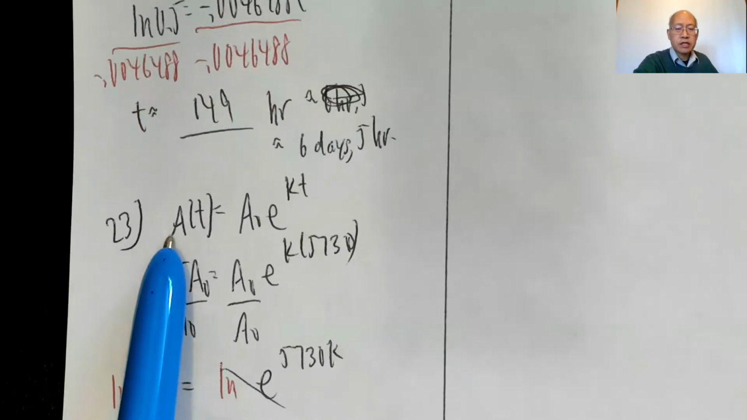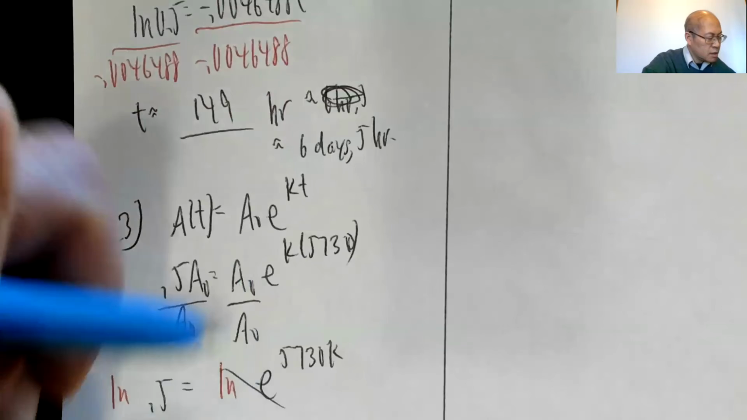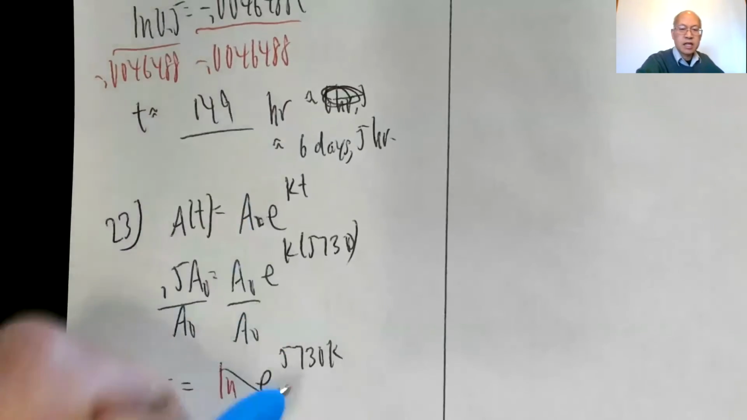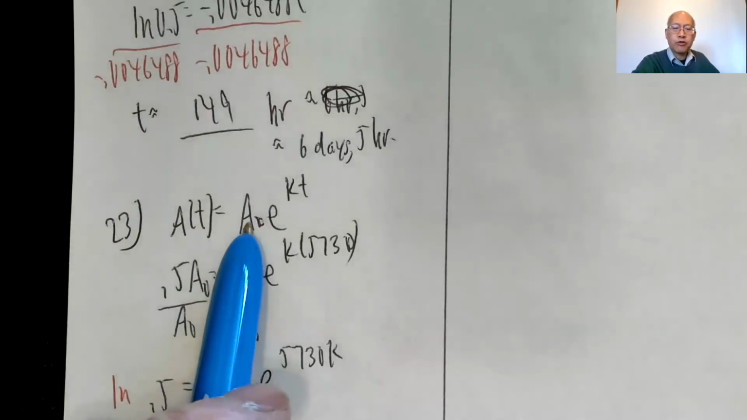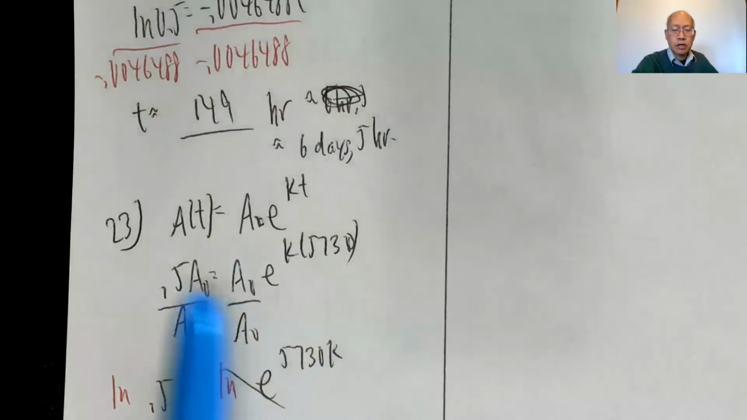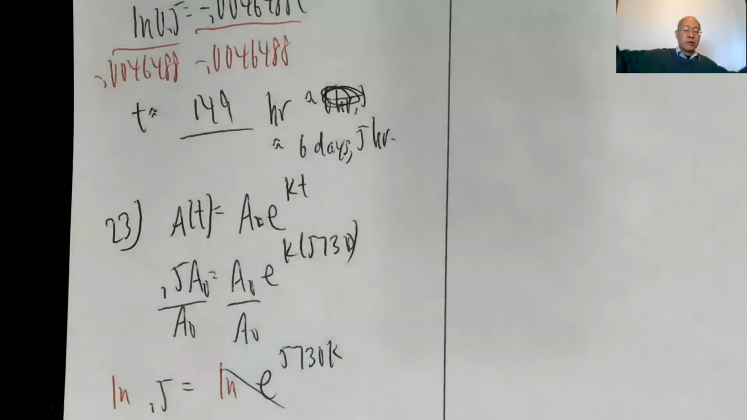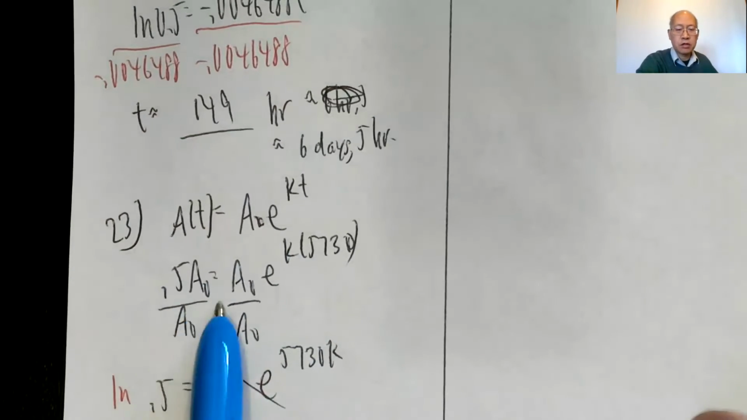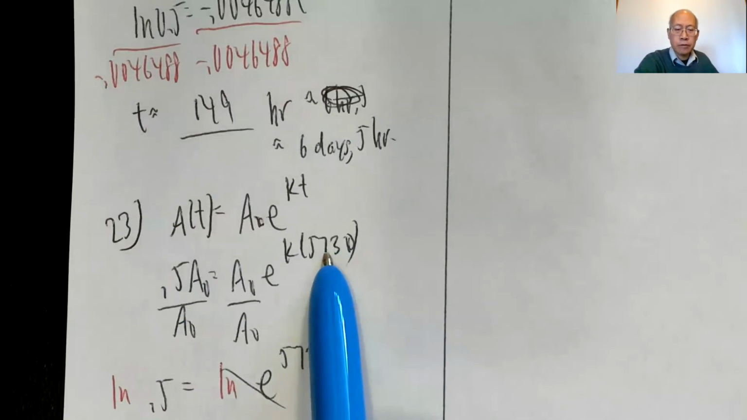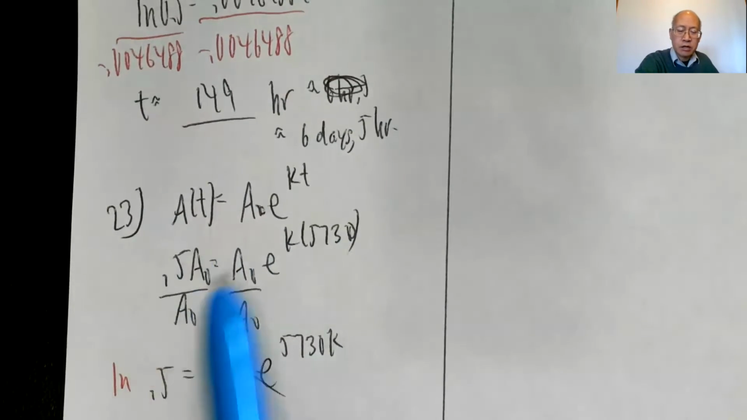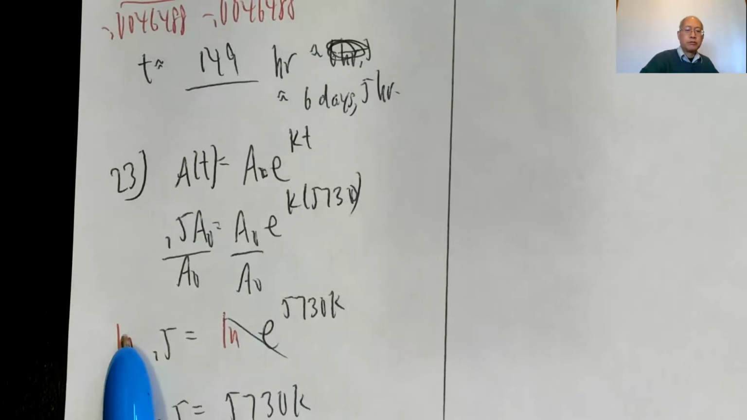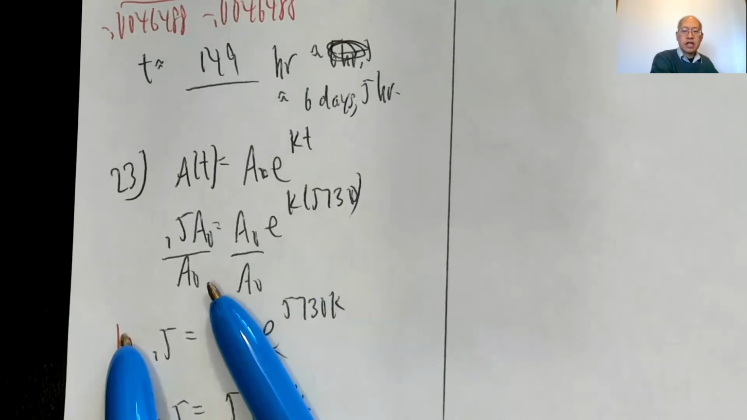Okay, finally 23, I start with A of t as A0 e to the kt. Half-life of carbon-14 is 5730. So half the initial amount is 0.5 A0. Doesn't matter what the A0 is, half of it is 0.5 A0. And 5730 goes here. Notice I divide both sides by A0, it's all gone. So 0.5 is e to the 5730k.